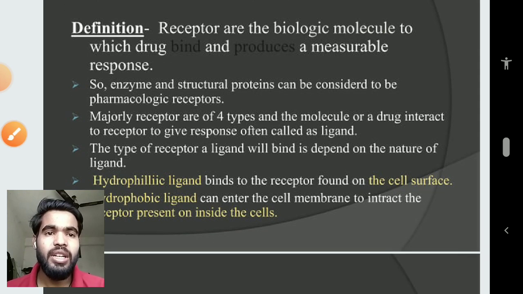The majority of receptors are of four types, and a molecule or a drug that interacts with a receptor to give the response is often called a ligand. Ligands are the molecules that bind on the binding site present on the receptors and show actions. The type of receptor a ligand will bind depends on the nature of the ligand. That means ligands are specific for specific receptors.